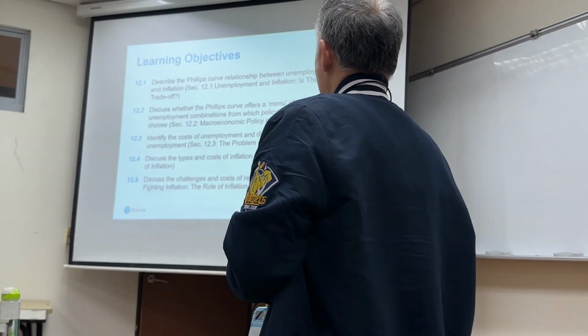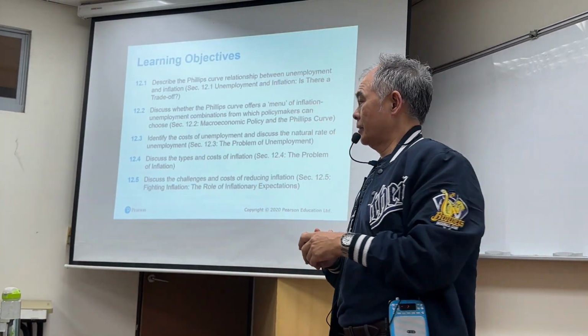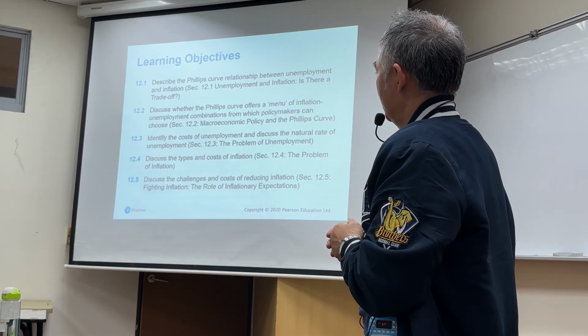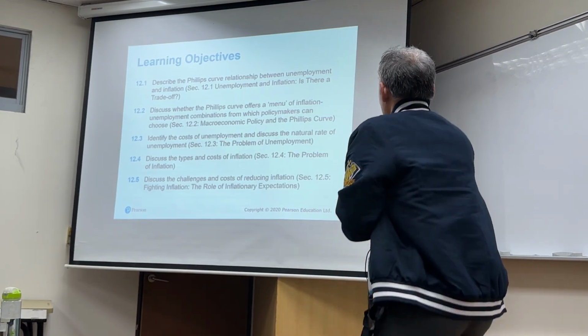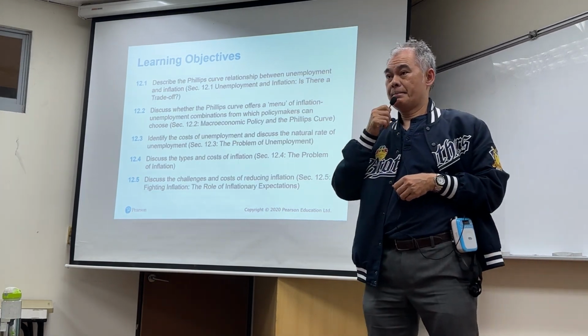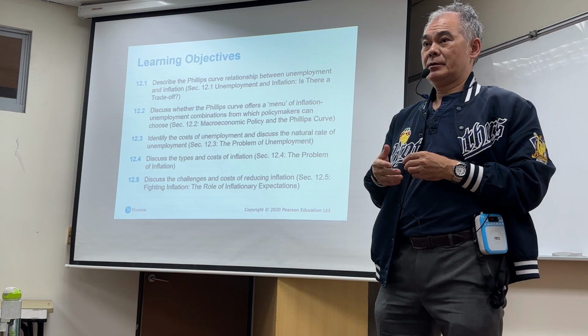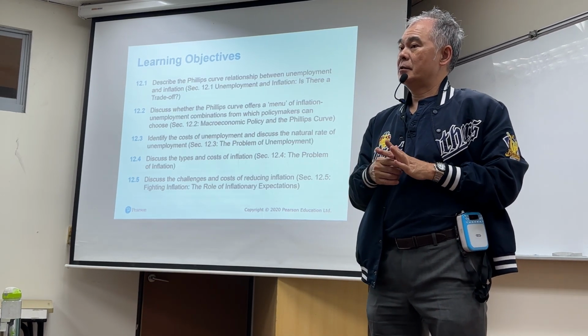Discuss again on Phillips curve. Phillips curve describes two variables. The first one, unemployment, and the second one, inflation. So the question is, unemployment and inflation, is there a trade-off? In the short run, there is a trade-off. In the long run, there may be not.